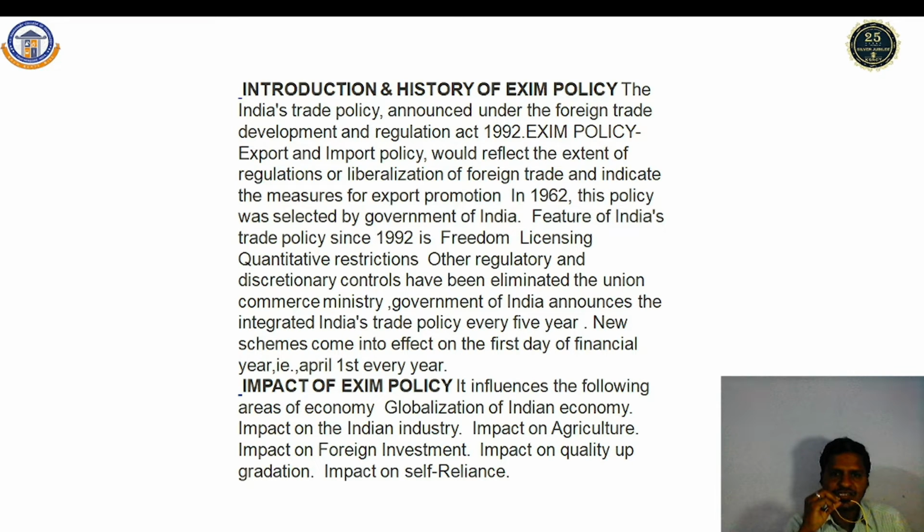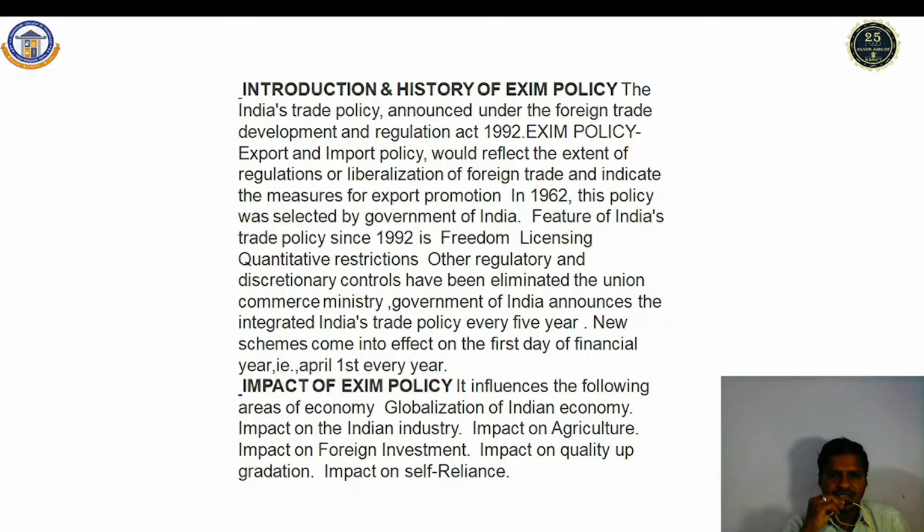India's trade policies are announced under the Foreign Trade Development and Regulation Act 1992. Export and import policies reflect the extent of regulation or liberalization of foreign trade and indicate the measures of export promotion in 1962. These policies were selected by the Government of India. The feature of these trade policies since 1992 is that freedom from licensing, quantitative restrictions, and other regulatory and discriminatory controls have been eliminated, and it will be controlled by the Union Commerce Minister.